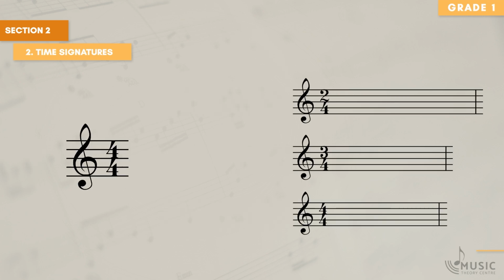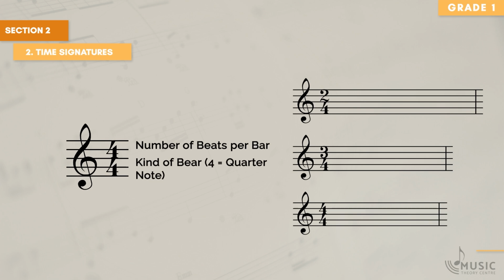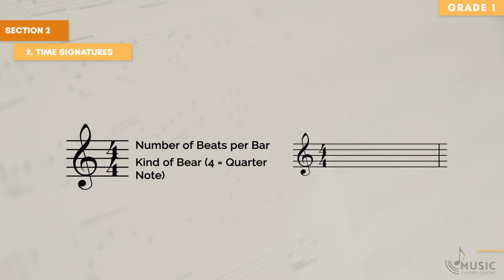The top number shows how many beats there will be per bar, 2, 3, or 4. And the bottom number shows which kind of beat. In this case, they are all crotchets, or quarter notes. There can be different notes on the bottom, but we won't need those for Grade 1. So a 4/4 time signature means that each bar has the value of 4 quarter notes or crotchets.